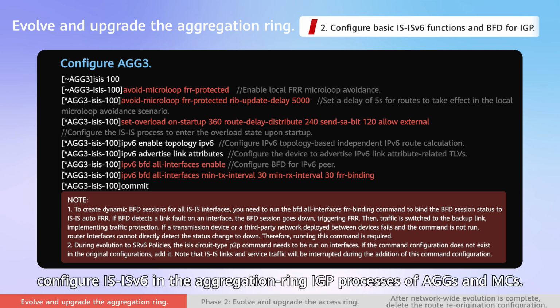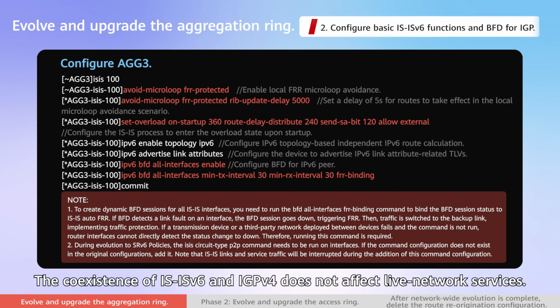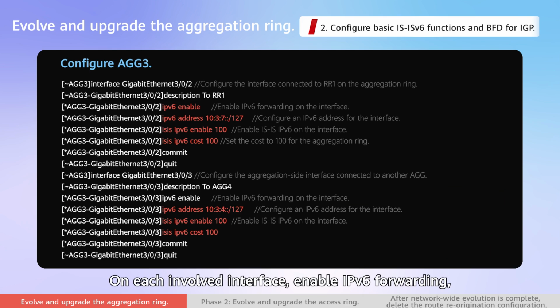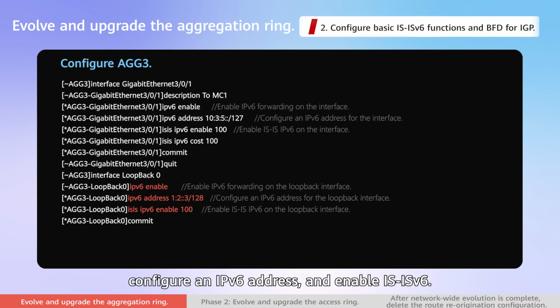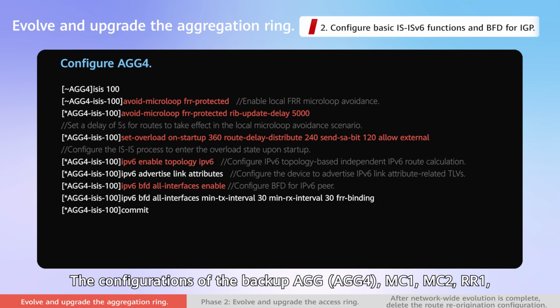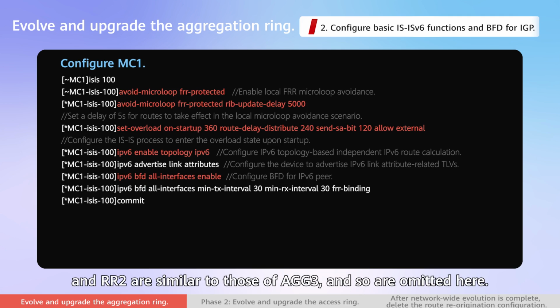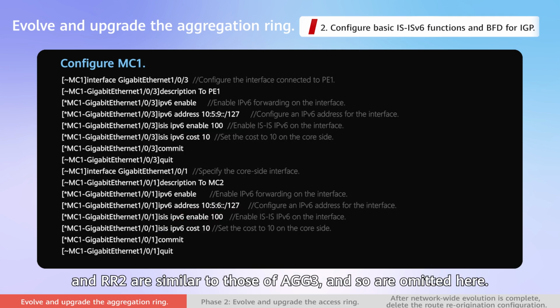Next, configure ISISv6 in the aggregation ring IGP processes of AGGs and MCs. The coexistence of ISISv6 and IPv4 does not affect live network services. This video uses the master AGG, AGG3, as an example. On each involved interface, enable IPv6 forwarding, configure an IPv6 address, and enable ISISv6. The configurations of the backup AGG, AGG4, MC1, MC2, RR1, and RR2 are similar to those of AGG3, and so are omitted here.